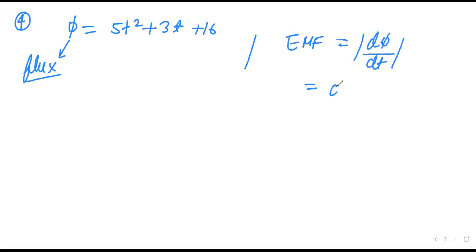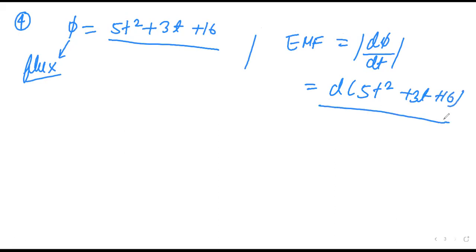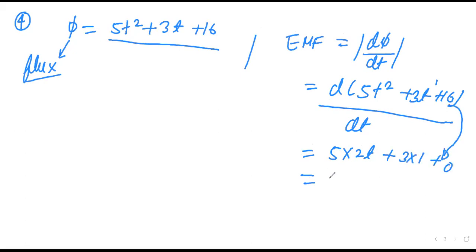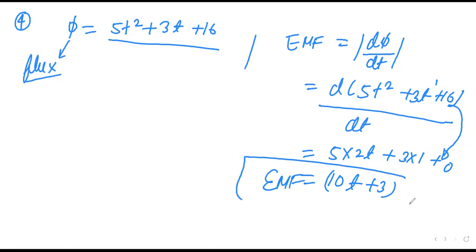The value of phi is given, so I will put here 5t square plus 3t plus 16. We have to differentiate this with respect to time. So it will be 5 into 2t plus 3, and t power 1 becomes 1, and the constant becomes 0. So your answer is 10t plus 3. This is your EMF depending on time.